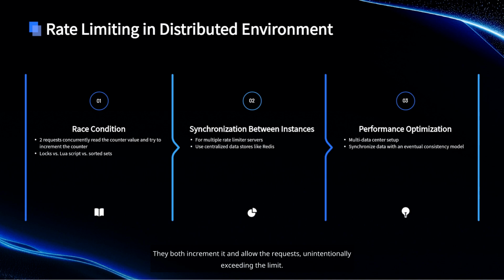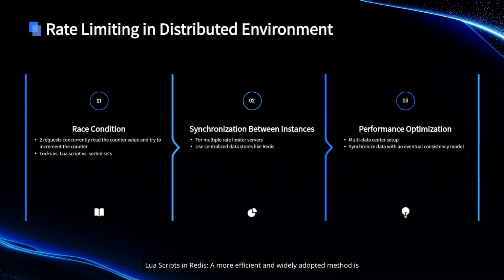To solve this, distributed locks. You can serialize access using Redis-based locks, e.g., redlock. While effective, locks reduce throughput and introduce contention, especially at high QPS.